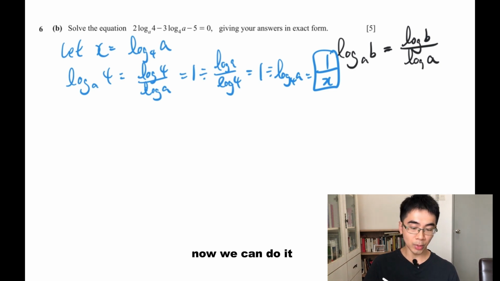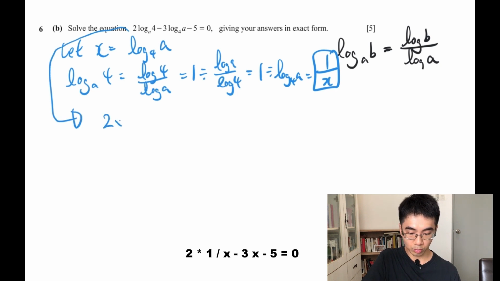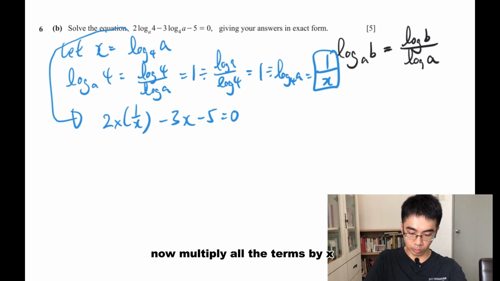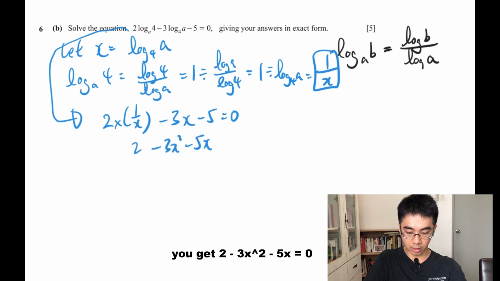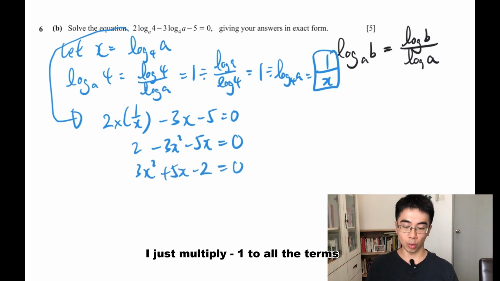Okay, then we can do it. So this equation will be changed into 2 times 1 over x minus 3 times x, and then minus 5 is equal to 0. Oh, that's just a quadratic equation, and it will be easy. So then multiply everything by x, you get 2 minus 3x squared minus 5x is equal to 0 times x, which is still 0. So rearranging, it becomes 3x squared plus 5x minus 2 is equal to 0. I just multiply -1 to all the terms.